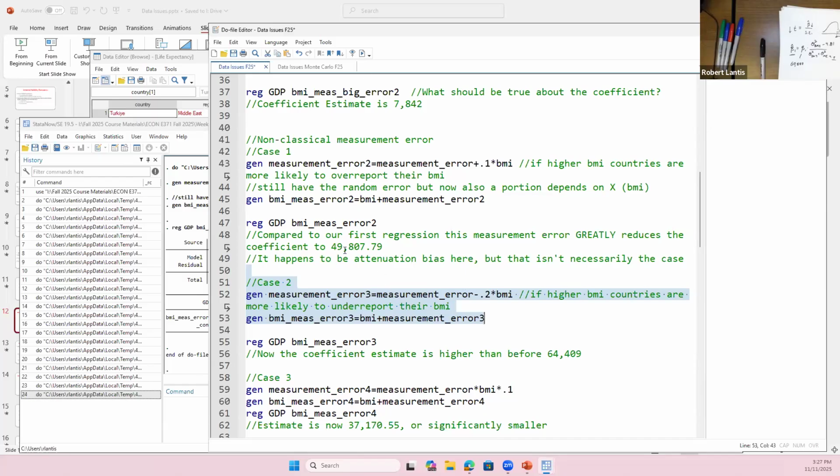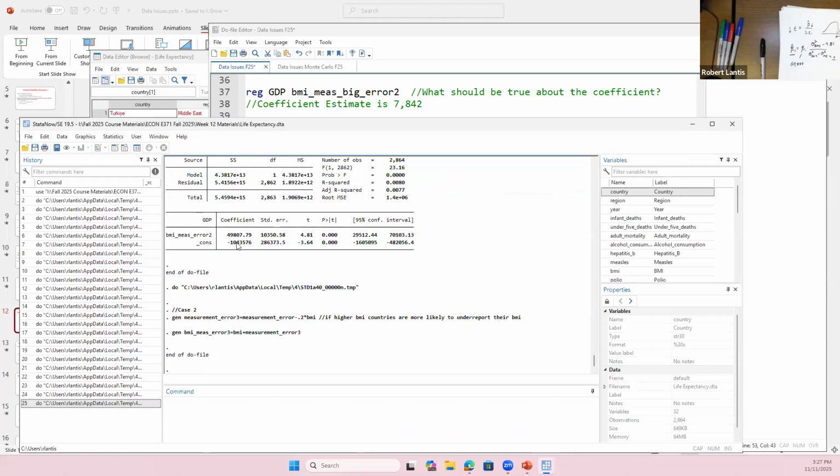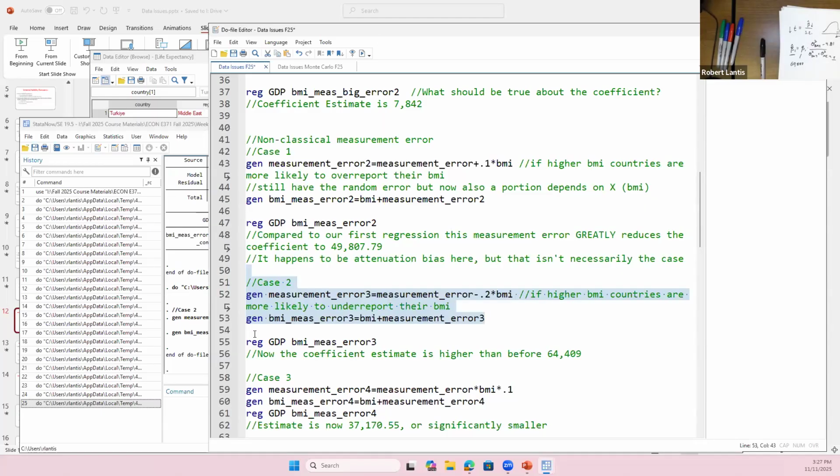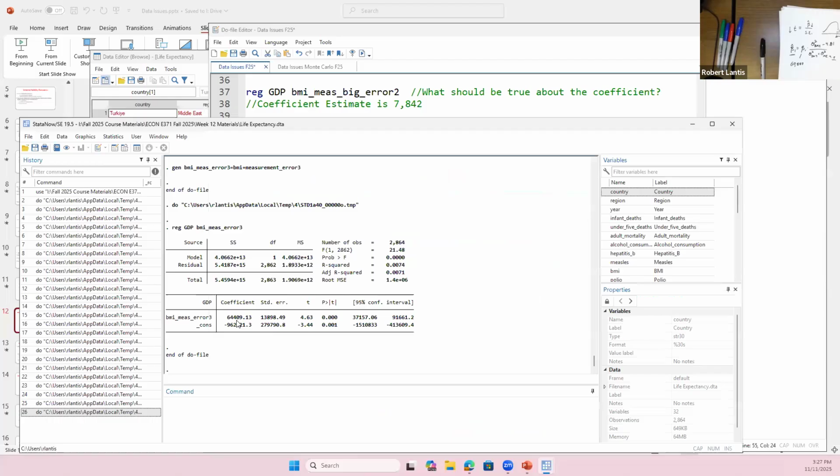So if I now have this, instead of seeing 49,000, my coefficient estimate, oops, I forgot to select the line of code, which is actually run the regression. Now I see an estimate that is actually greater than what the true estimate should be. So when I have non-classical measurement error, I'm not guaranteed I'm going to see a smaller size coefficient. It could be larger, could be smaller. It all depends on what is that relationship between the measurement error and the actual values of that X variable.